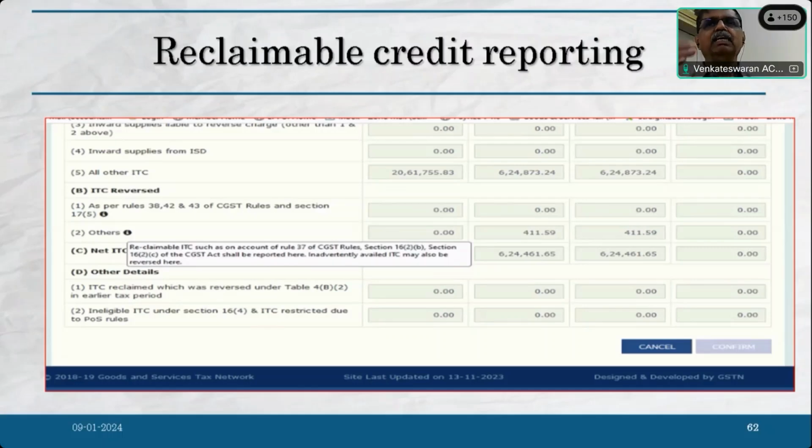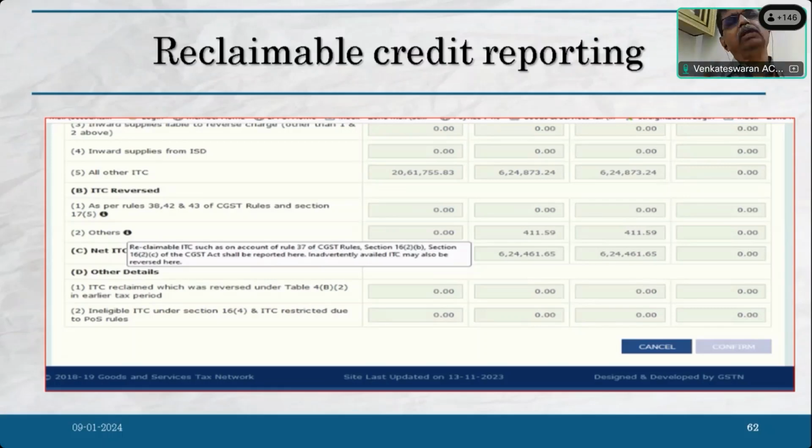Now it is extended up to 31st of January. So please verify your reclaimable credit. That means in-transit credits which are eligible for you, but you are not available, at least from 1/4/2023 till this month. You can find out what is the quantum, and if earlier you did not avail that credit, you can report this as an opening balance for January.